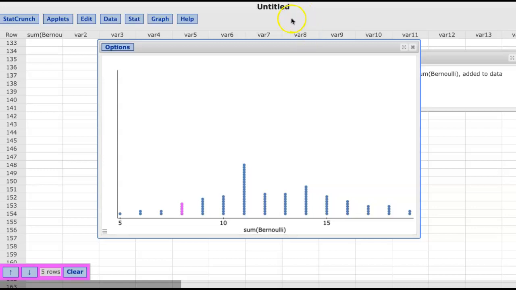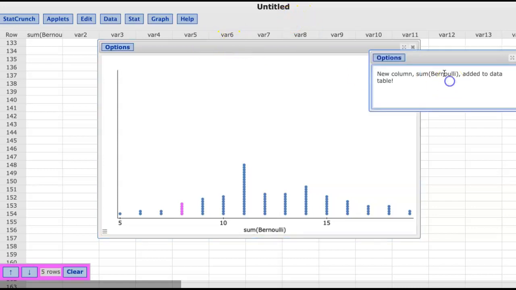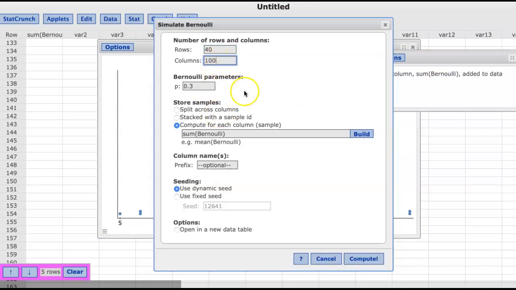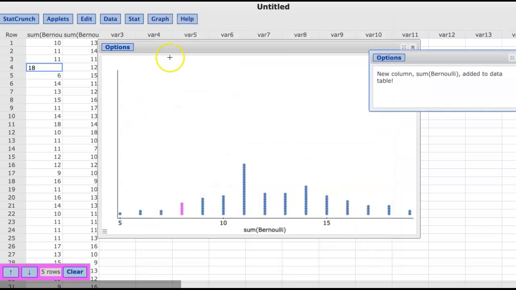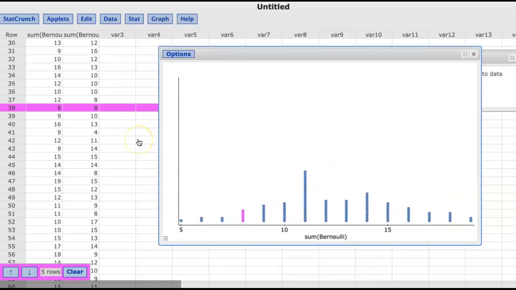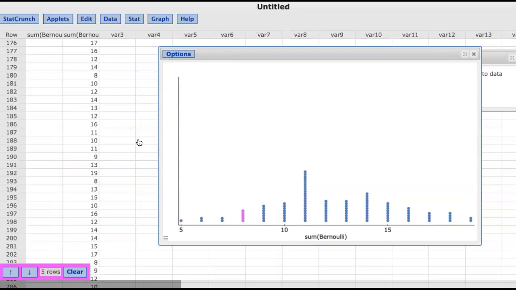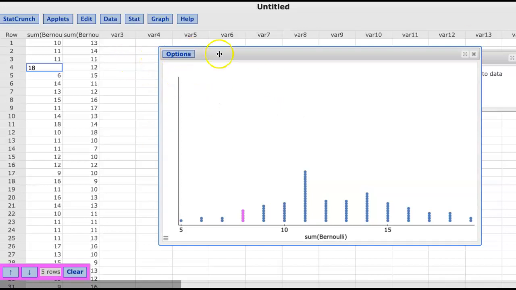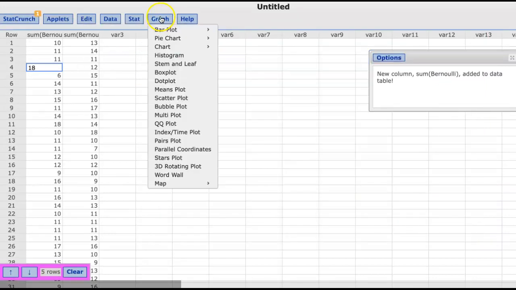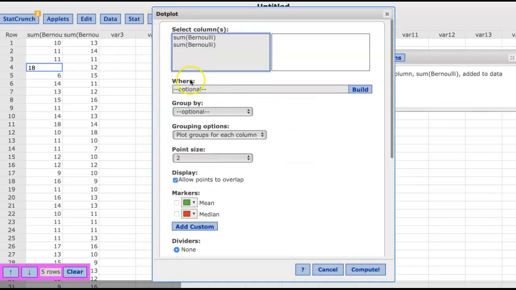One thing I can do to improve my simulation is increase this. I could increase this to 10,000. The more simulations you have, the better. If you compute this, it automatically simulates 10,000 games. If I scroll all the way down, it did 10,000 in the blink of an eye. If I were to create the dot plot for that, it would look like this.